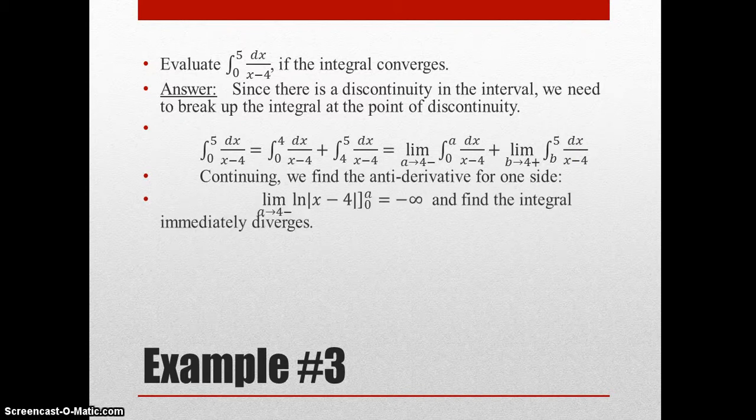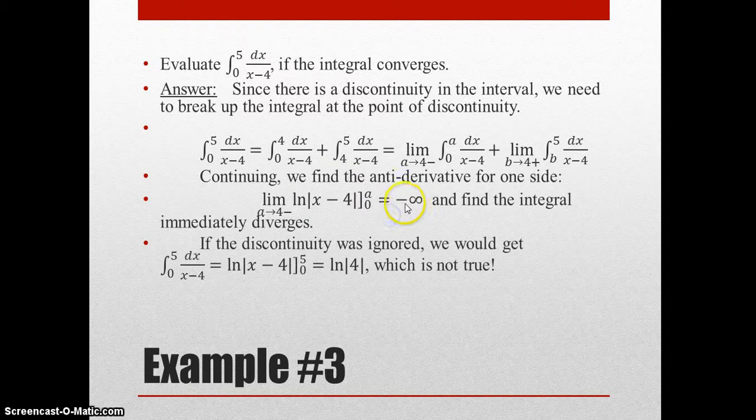The limit as a goes to 4 from the left of natural log of the absolute value of x minus 4, from 0 to a. And this limit goes to negative infinity because of the nature of the natural log function. That integral immediately diverges. If one part of our integral, when we break it up, diverges, then the entire integral is going to diverge, as we saw here. If we had tested the other integral, we would have gotten a similar result.